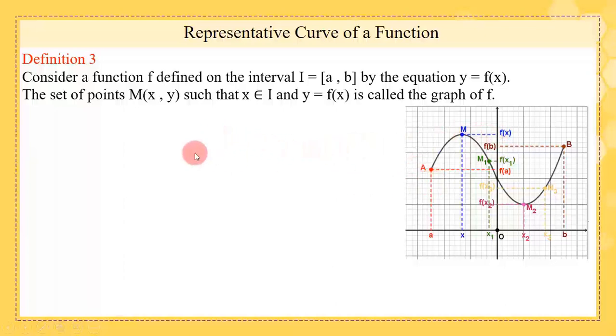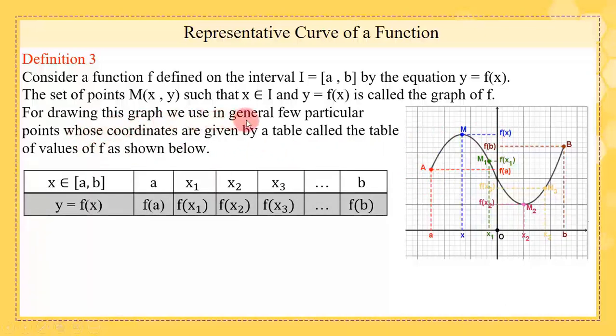How to draw the graph? In order to draw the graph, we use in general several particular points. To draw the graph, we make a table of two rows. In the first row, we have x, the values of x belonging to [a,b], which is the interval I. In the second row, we have the values y equal f of x. For example, a belongs to the interval [a,b]. We calculate f of a. Now we take the point A of coordinates (a, f of a) and we locate it on the orthonormal system.